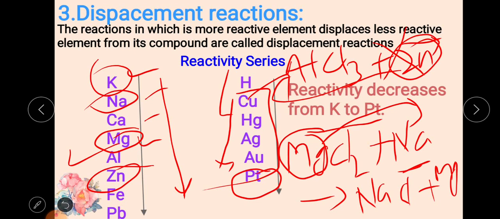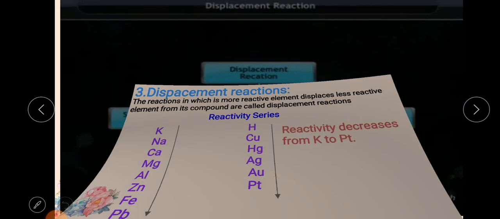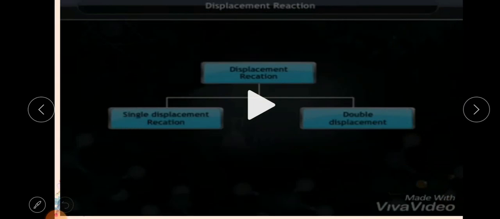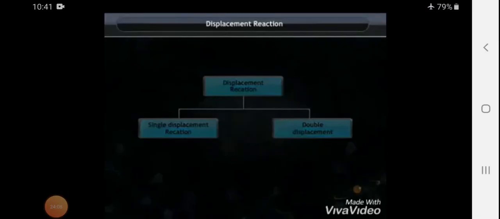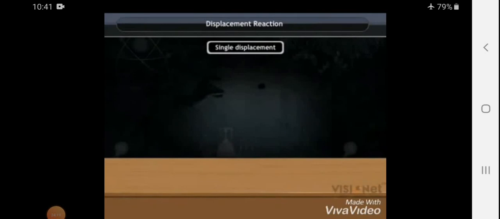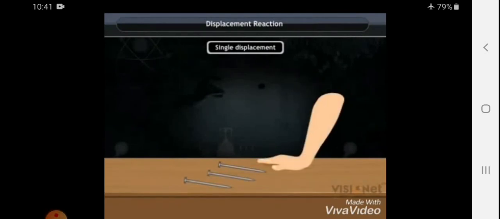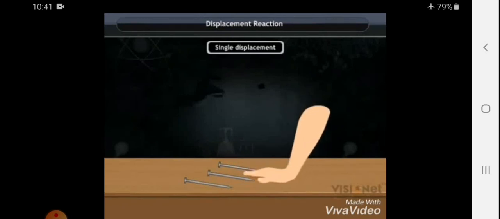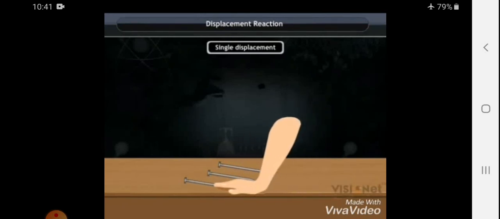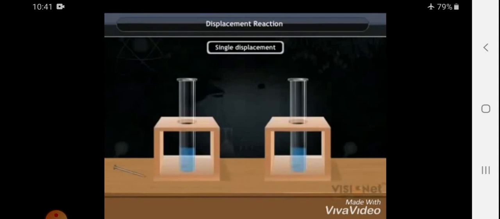Okay, next concept: we learn about displacement reactions. Let's watch the video to understand the displacement reaction. Displacement reactions are of two types, single displacement and double displacement. Take 3 iron nails and rub the iron nails cleanly. Take 2 test tubes separately, A and B.